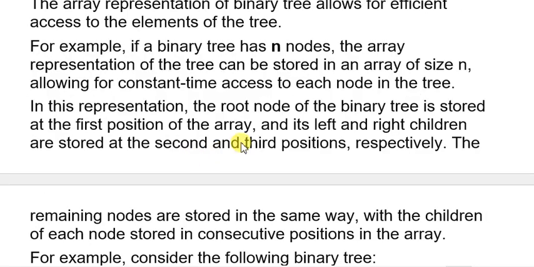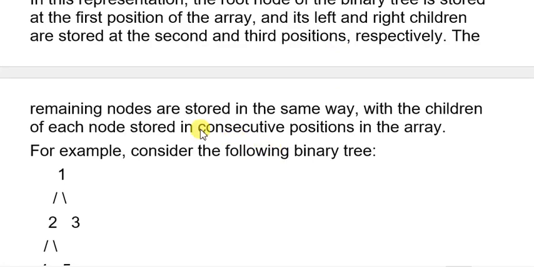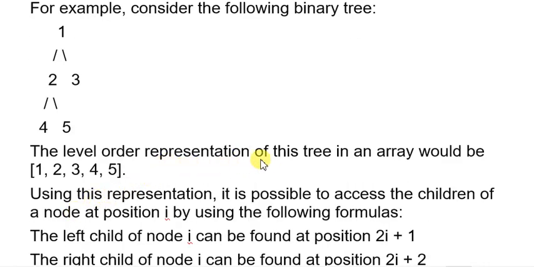In this representation, the root node of the binary tree is stored at the first position of the array, and its left and right children are stored at the second and third positions respectively. The remaining nodes are stored in the same way, with the children of each node consecutively positioned. For example, consider the following binary tree: 1, 2, 3, 4, 5. The level order representation of the tree in the array would be 1, 2, 3, 4, 5.